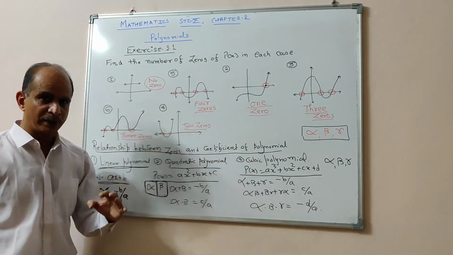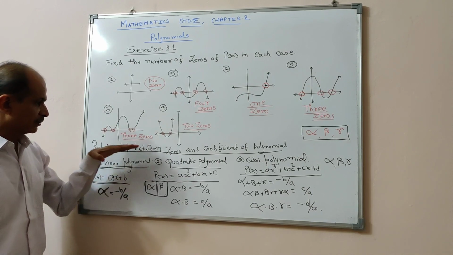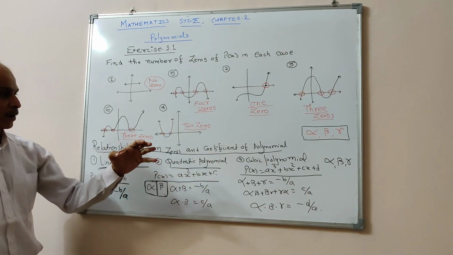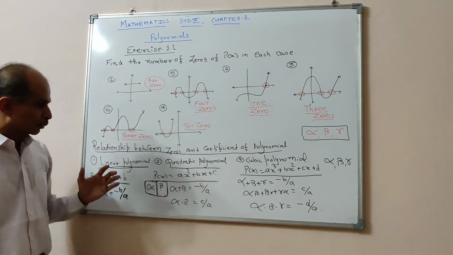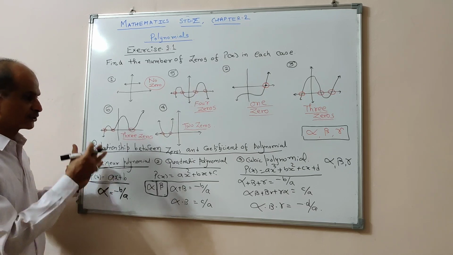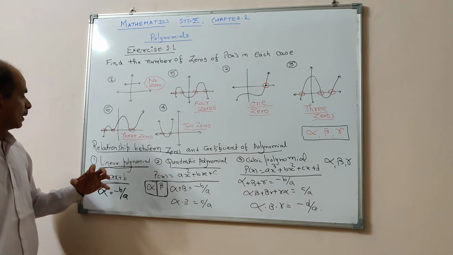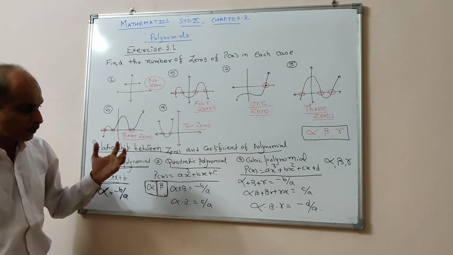So we have completed a very important article of this chapter, and that is the relationship between zeros and coefficients of a polynomial. In the next lecture, we will start solving examples: how to find the zeros, and how to compare the relationship between zeros and coefficients of a polynomial.